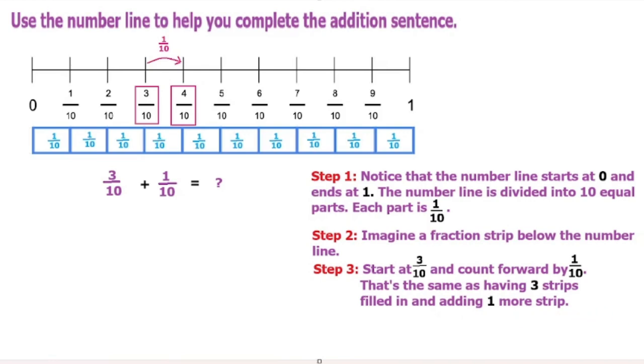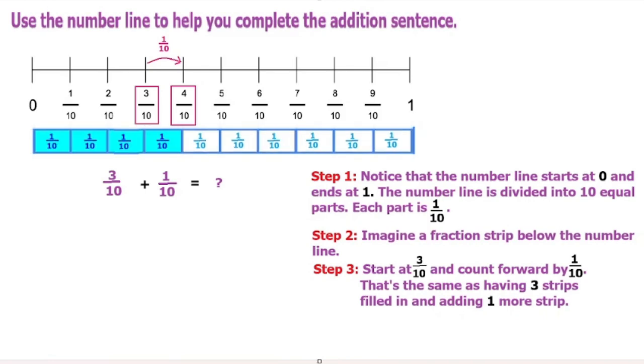So how does that look? It'll look like this. We have 3 filled in and we add 1 more strip. These are the 3/10, these 3, and then you add 1 more, 1/10. Finally, we know that if we add 3/10 plus 1/10, it equals 4/10.